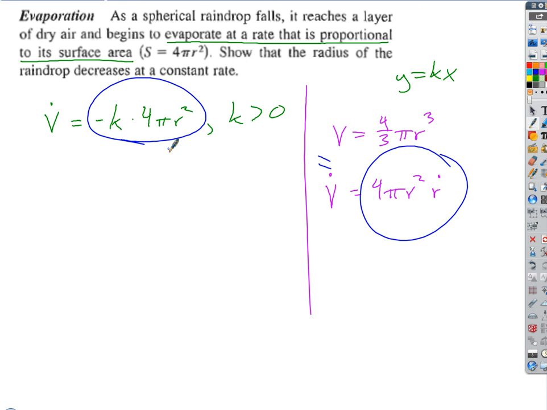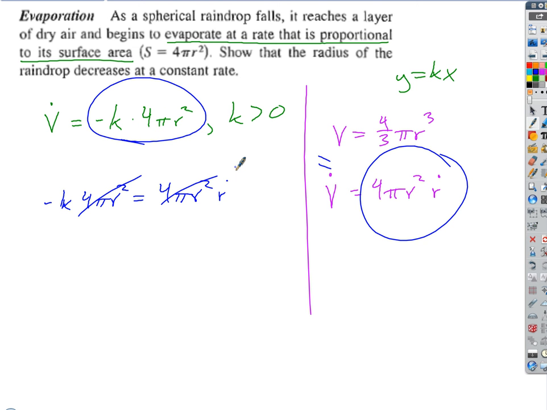If we do that, what do we get? So we get negative K equals R dot times 4 pi r squared equals 4 pi r squared R dot. So R dot equals negative K. Proved. I just forgot where the negative K came in. Yeah, I completely forgot the coefficient. And it's negative because it's decreasing. Right, that makes sense.